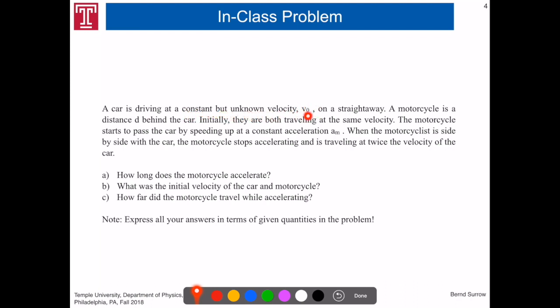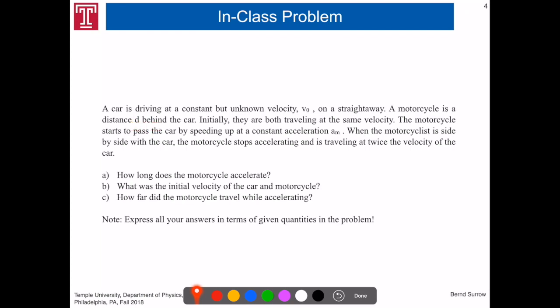but unknown velocity v naught on a highway. A motorcycle is a distance d behind the car. Initially, they are both traveling at the same velocity. So imagine you would continue like this. They would just continue driving like this forever, maintaining that constant distance. But something is happening now.